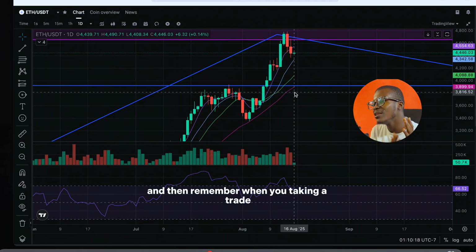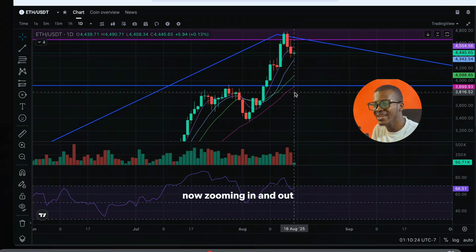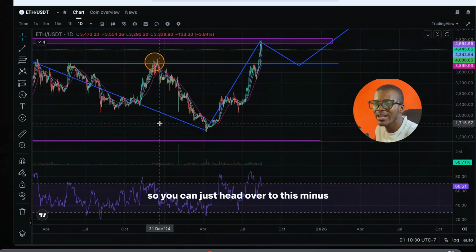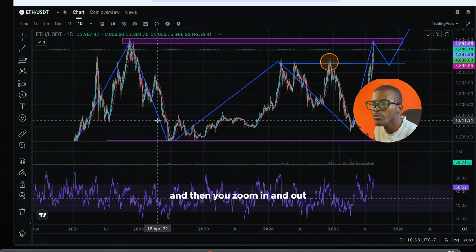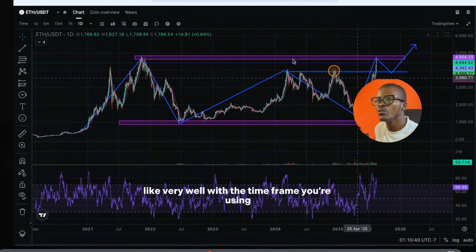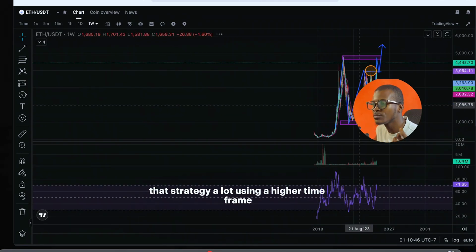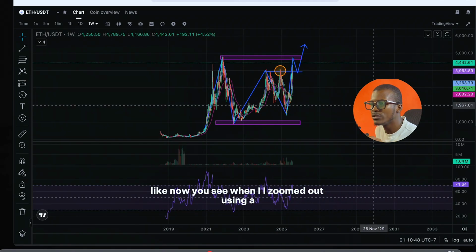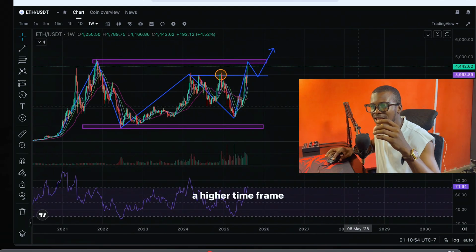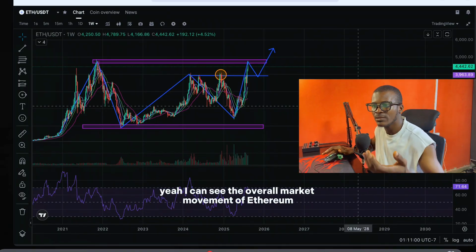Remember, when you're taking a trade, you must zoom in and out. Zooming in and out helps you to know the actual price movement. You can head over to this minus and zoom in and out. If you can't zoom in very well with the time frame you're using, I suggest using a higher time frame. I use that strategy a lot. Now you see, when I zoom out using a higher time frame, I can see the overall market movement of Ethereum.